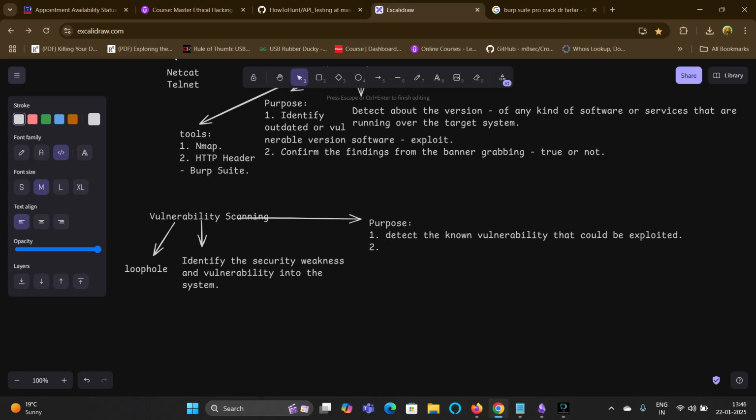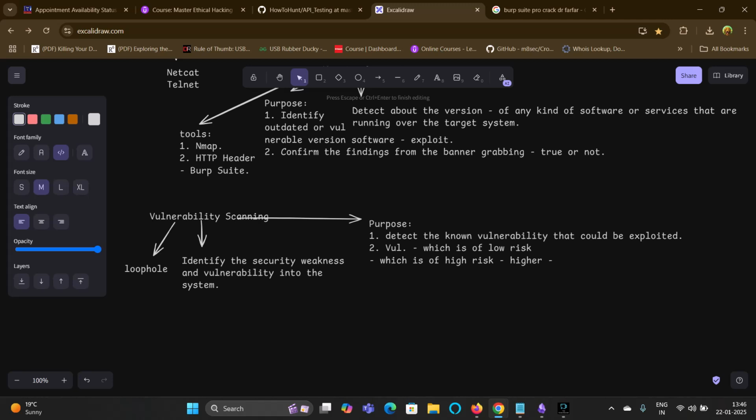And the second thing is to assess risk and prioritize patching or mitigation efforts. Let's say there is one vulnerability which is of low risk, and one vulnerability which is of high risk. Which one needs to be taken care of first? Obviously the higher one. We are going to take care of the higher one first.